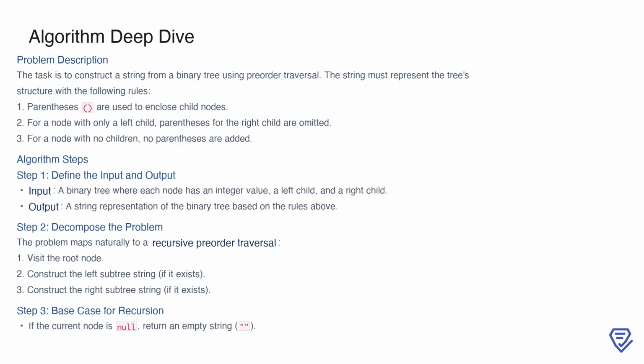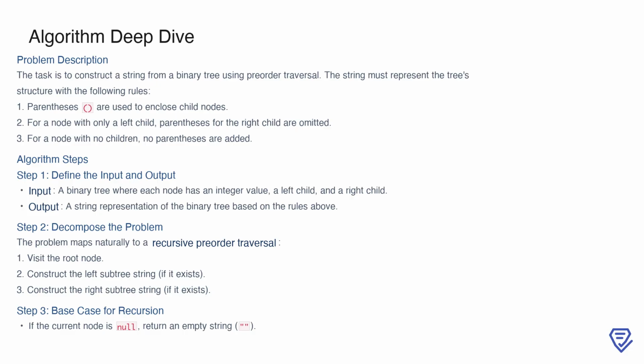In this problem, we are tasked with constructing a string representation of a binary tree using pre-ordered traversal. The structure of the string follows specific rules. Parentheses are used to enclose child nodes, and for a node with only a left child, we omit any parentheses for the right child. Additionally, if a node has no children, no parentheses are included at all.